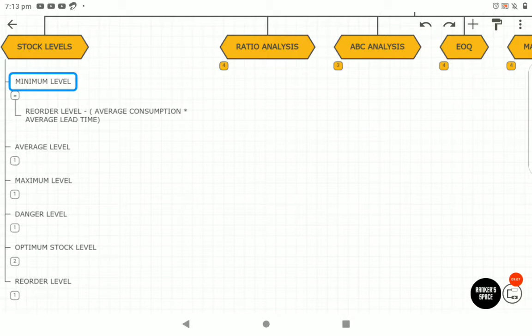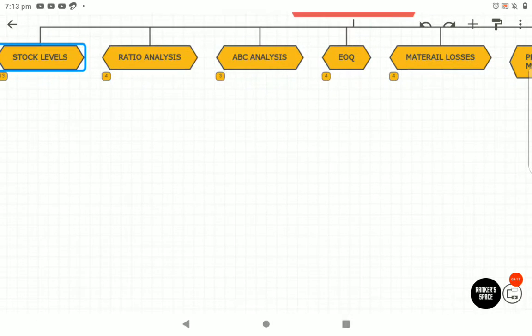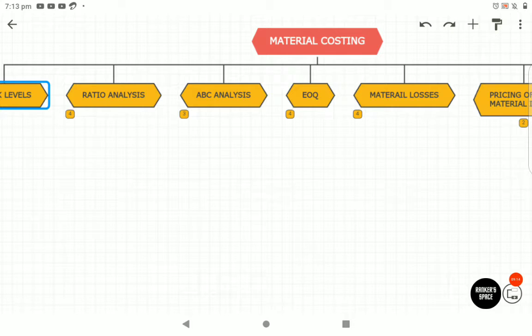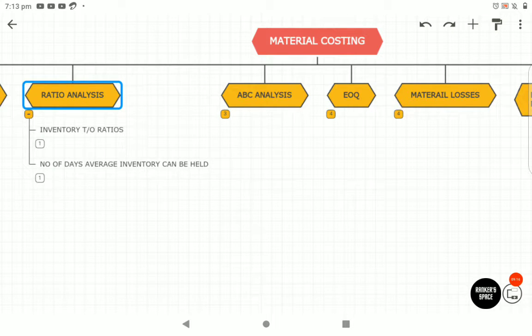Okay guys, so the next thing that we're going to be seeing is ratio analysis. In ratio analysis, we have two different types of topics: inventory turnover ratio and the number of days the average inventory can be held. On an average, how many days your inventory can be held, that we can find out. So there are two things under ratio analysis. First is inventory turnover ratio. Second is the average number of days the average inventory can be held.